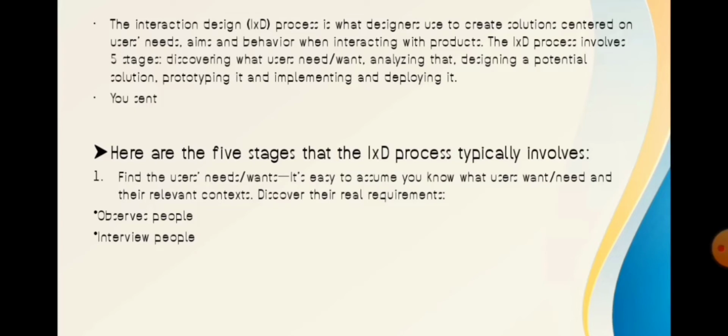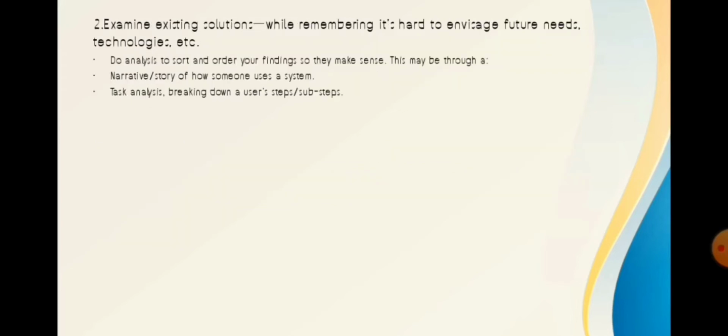Here are the 5 stages that the IXD process typically involves. 1. Find the user's needs or wants. It's easy to assume you know what users want, need, and their relevant context. Discover their real requirements. Observe people, interview people. 2. Examine existing solutions, while remembering it's hard to envisage future needs, technologies, etc. Do analysis to sort and order your findings so that they make sense.